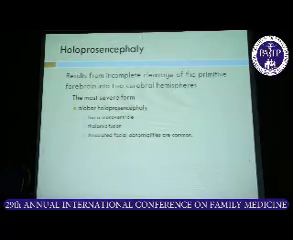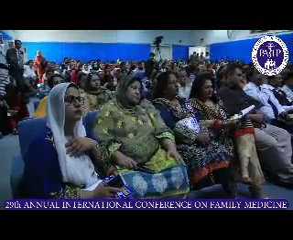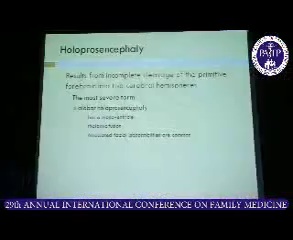What is holoprosencephaly? It results from incomplete cleavage of the primitive forebrain. The primitive forebrain cleaves and separates the brain into two halves. If for any reason that is not happening, and the two halves are not being formed, it is called holoprosencephaly.